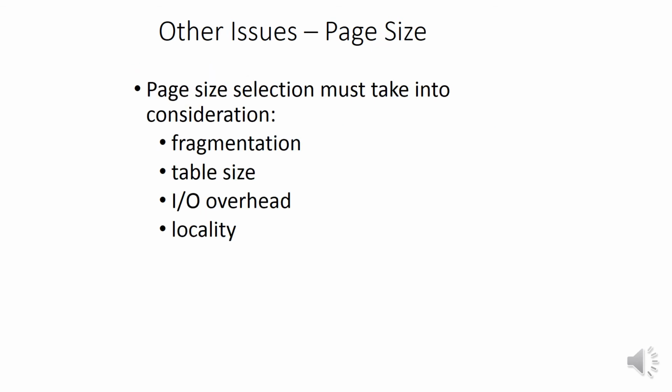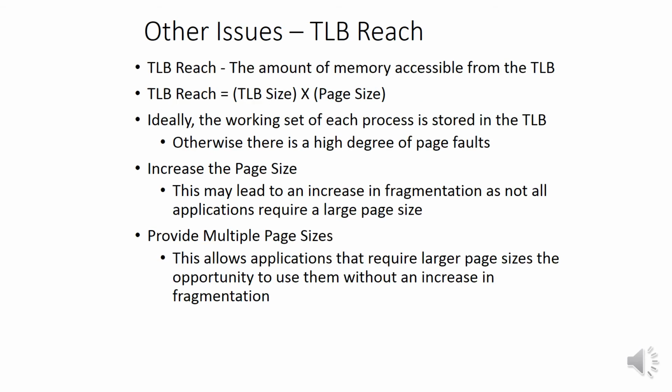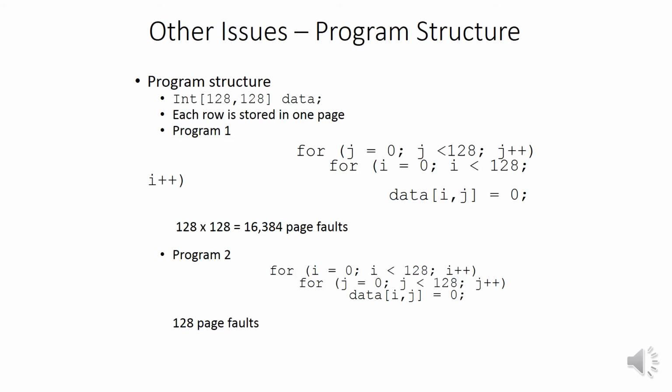Page size selection is also taken into consideration. It affects fragmentation, table size, I/O overhead and locality. TLB reach is the amount of memory accessible from the translation look-aside buffer. TLB reach is equal to the TLB size multiplied by the page size. Increasing the page size may lead to an increase in fragmentation. Providing multiple page sizes allows applications the opportunity to use them without an increase in fragmentation.